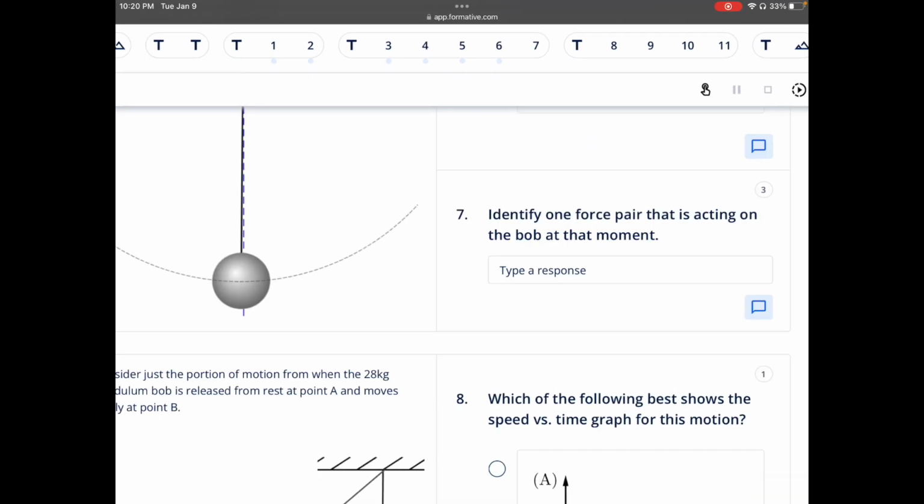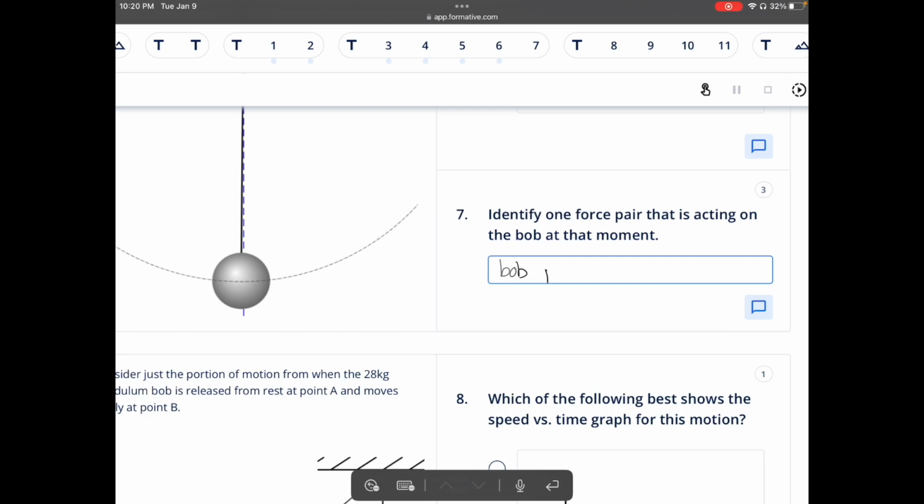Now, we talked about force pairs already. Force pairs are when you have a pair of objects that interact with each other. So you actually have a lot of choices here. Just to give you an idea, you could say that the Bob pulls Earth up and Earth pulls Bob down. That would be the gravity force. You could do something like the string pulls the Bob up and the Bob pulls the string down. That would work. You could even do the air resistance force. So maybe something like the ball pulls the air right and the air pulls the ball left through drag.